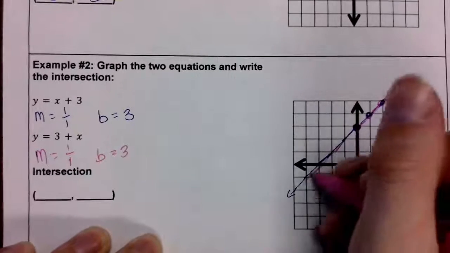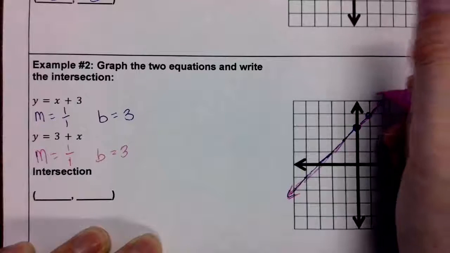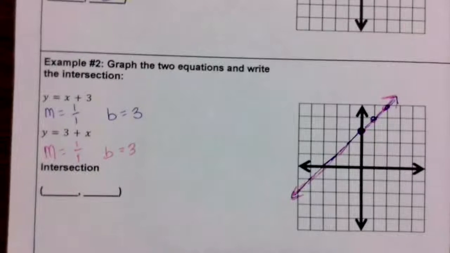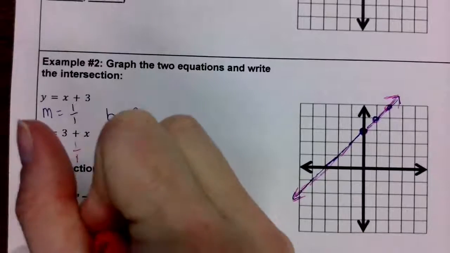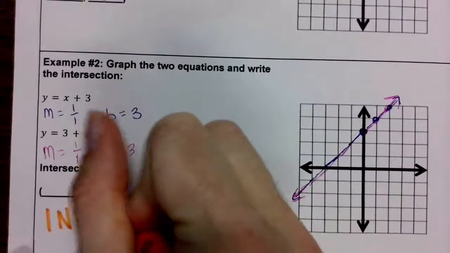What do you notice? They're literally intersecting the entire time. So that is called infinitely many solutions.